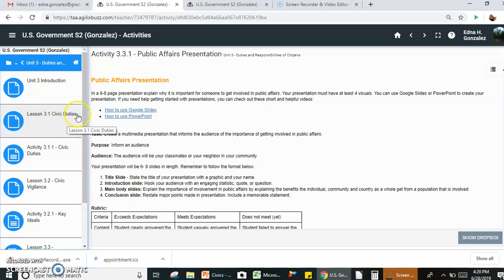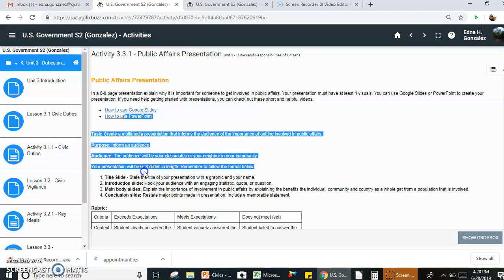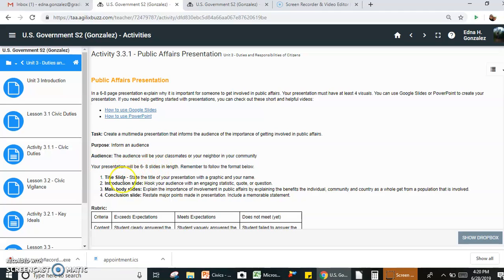Your presentation must have at least 4 visuals, and if you look down here, it tells you what needs to be in each slide. So you have to have 6 to 8 informational slides. Your title slide is not included in the 6 to 8 slides. So 6 to 8 informational slides.